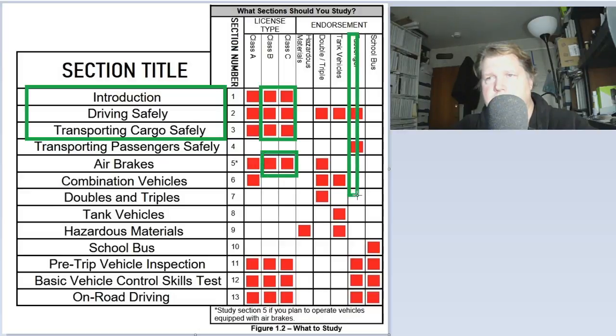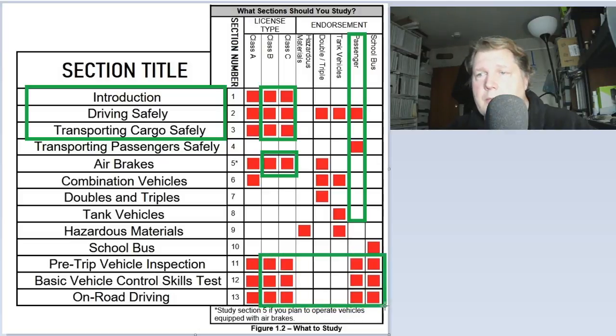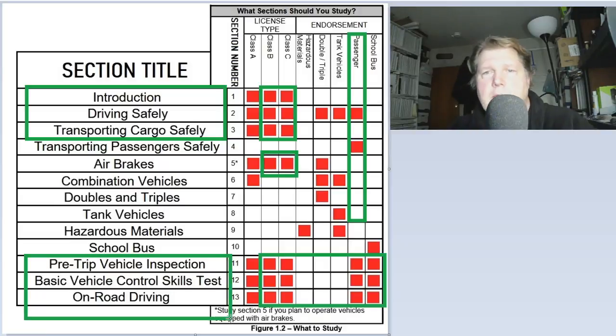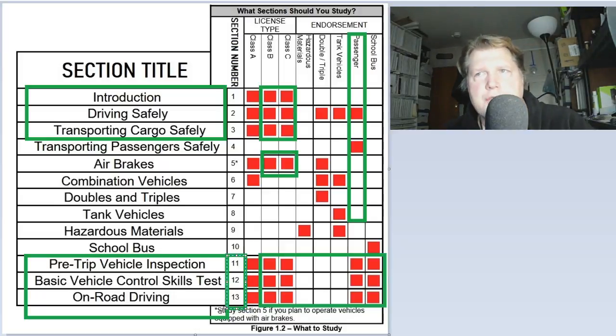So here's what you need to study for your passenger endorsement. And for all of those, well, I would say not Class A. You could have one. But you're going to need to study pre-trip vehicle inspection, basic vehicle control skills test, and on-road driving. Now this is for after you've taken the written exam, general knowledge, passenger, and air brakes.